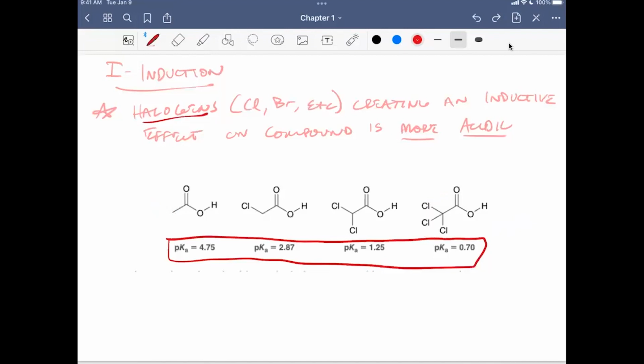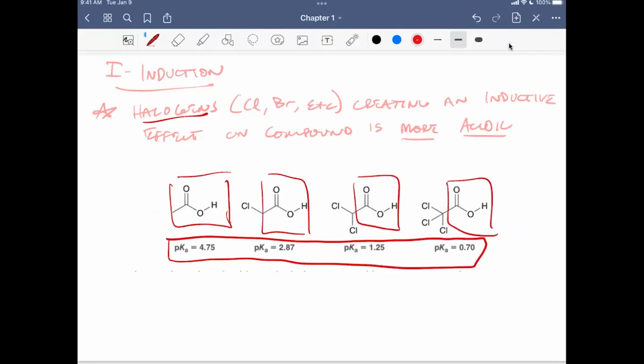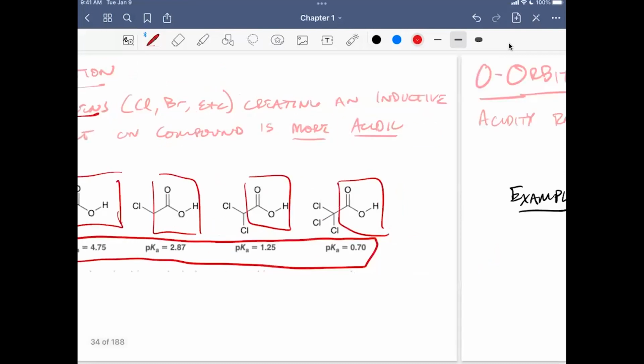And again, why is that the only difference in these? Because all these structures are the same, except for the amount of chlorines that you have. So you have two oxygens, you got a carbon, a hydrogen. Those are all the same, but it's just the chlorines that differ between each of these, therefore giving you a more acidic compound. The more halogens you have attached to it, the more acidic it is.